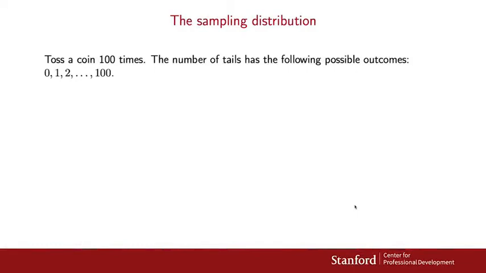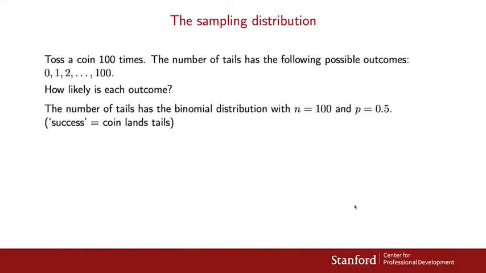If we are interested in the number of tails, there are the following possible outcomes. We could get 0 tails, or 1 or 2, up to 100. Now, how likely is each of these outcomes? We know that this is the binomial distribution with n equal 100 and p equal 1/2, because if we call a coin landing tails a success, then the number of tails is simply the number of successes in 100 experiments.